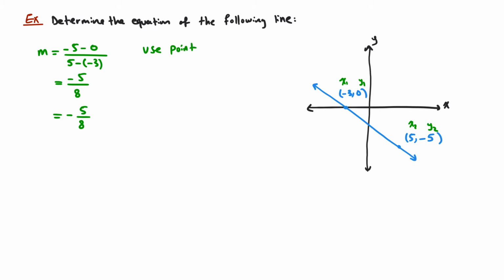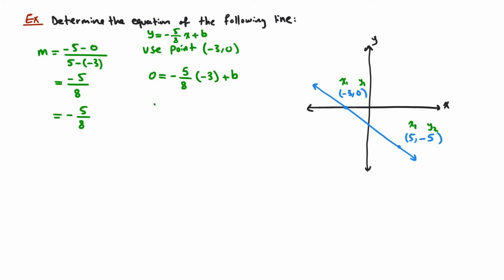So I am going to use the point negative 3, 0. And I know that my equation, I'll just write my equation up here, y is equal to mx plus b, and my m is negative 5 over 8, so negative 5 over 8 x plus b. So in this equation, the y coordinate is 0 and the x coordinate is negative 3. So I will just plug in those values. 0 is equal to negative 5 over 8. My x value is negative 3 plus b.